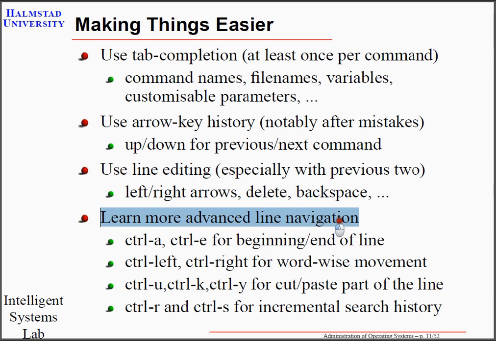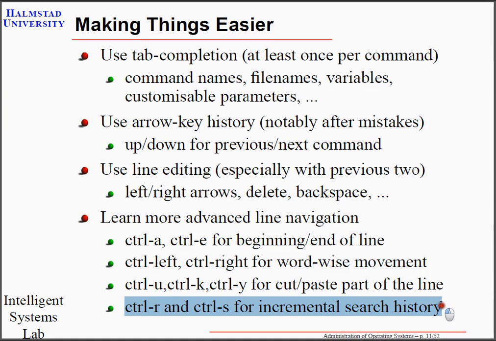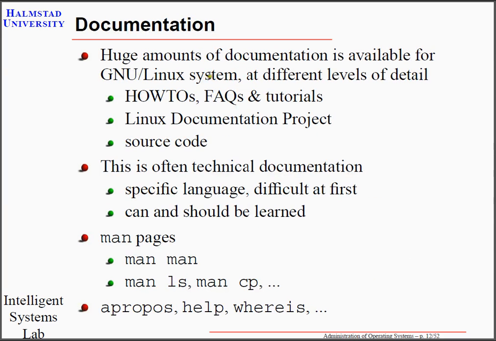And there are also some more advanced line navigation options. So for example, Ctrl A moves the cursor to the beginning of the line, Ctrl E moves it to end of line. You can have word-wise movements. You can cut, copy, paste parts of the line. You can also do incremental search in the history. So all those are very useful. And that's just the beginning. There is a whole bunch of other things that will make it easier for you to use modern shells such as Bash.